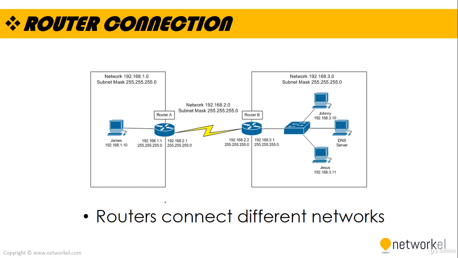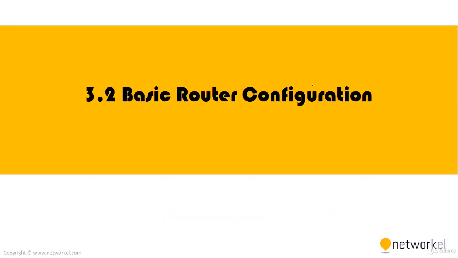As we talked before, the main purpose of a router is connecting different networks. Here you can see two different routers, which are router A and router B, and these guys are used for providing communication between two remote networks, and they are the 1-0 network and the 3-0 network for this example.